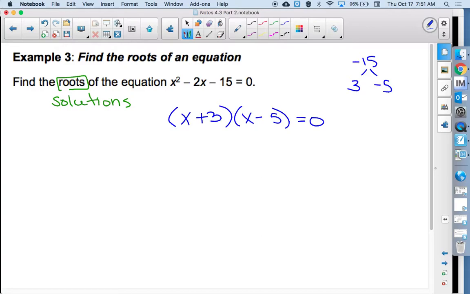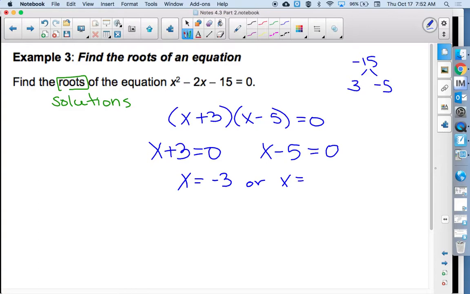So now the zero product property says I can split these two apart to solve. One of them or both of them can equal 0. So Nick, your two solutions would be? Negative 3 and 5. Yeah, negative 3 or positive 5. It could be one of them or it could be both of them. So those would be our solutions. That's it.